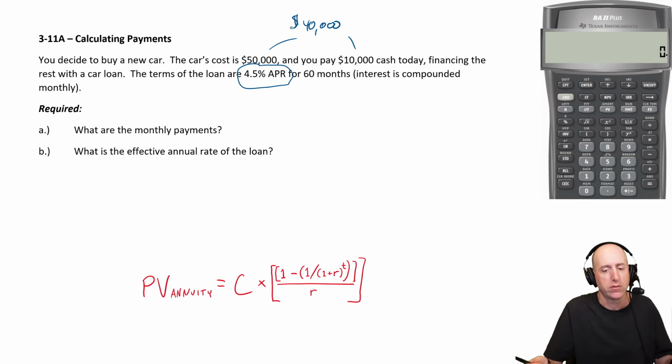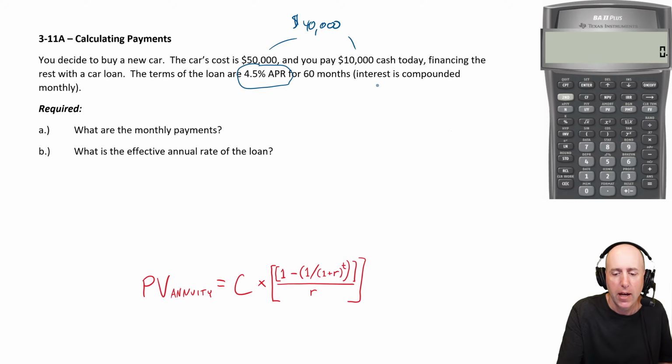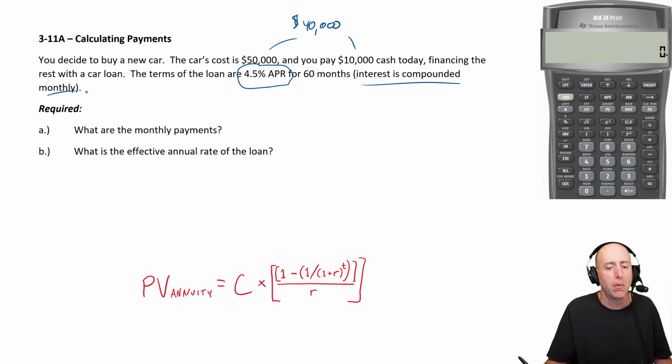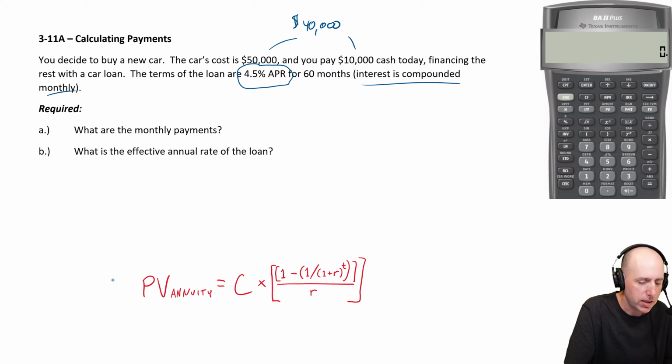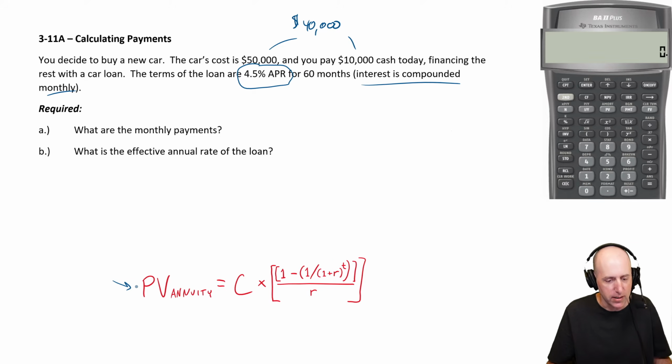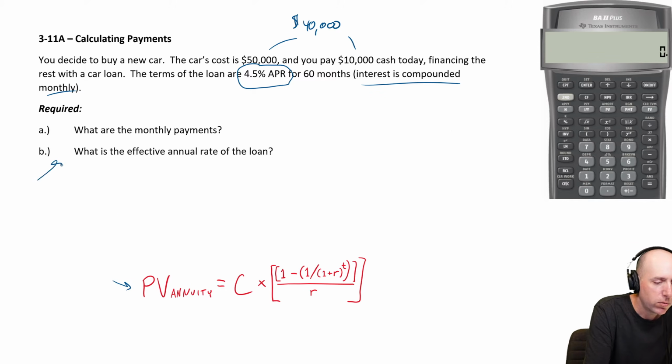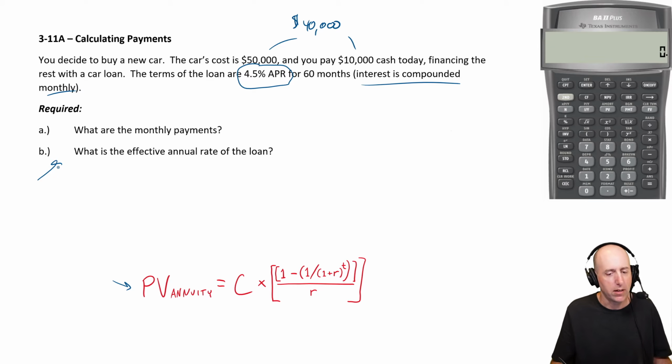Financing the rest with a car loan. So you're borrowing $40,000. The terms of the loan, 4.5% APR for 60 months, and interest is compounded monthly on this loan. First question is, what are the monthly payments? We're going to need to use PV of an annuity to solve that. And the second is, what's the effective annual rate of the loan?